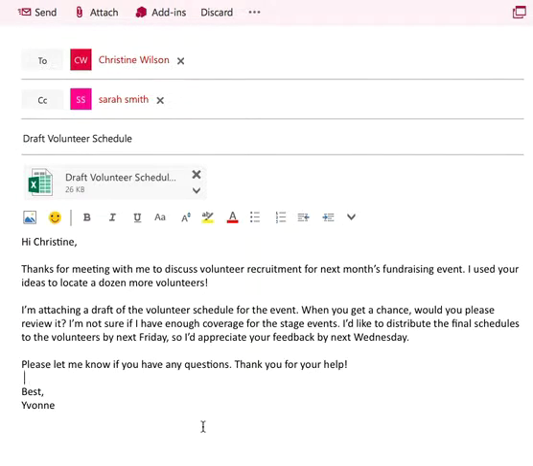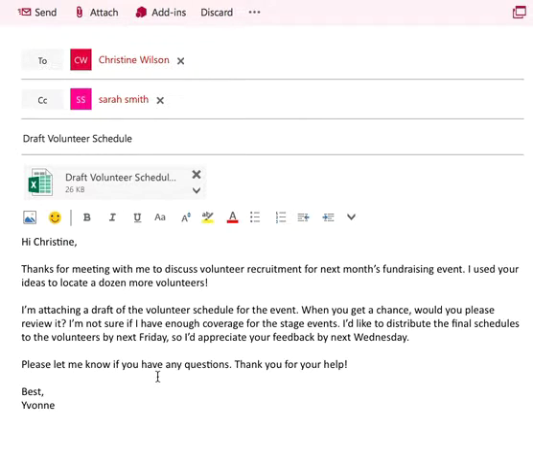I want to talk about one other component of this email, and that is this CC line. Notice that we've added a recipient to this email. So Yvonne is sending this email to Christine, who is the reader, the target recipient, the person who she's requesting an action from, but she also sends it to Sarah Smith in the CC line. The CC means carbon copy, and you'll use this line when the email's message needs to be seen by other stakeholders, even if the email isn't necessarily addressed to them.